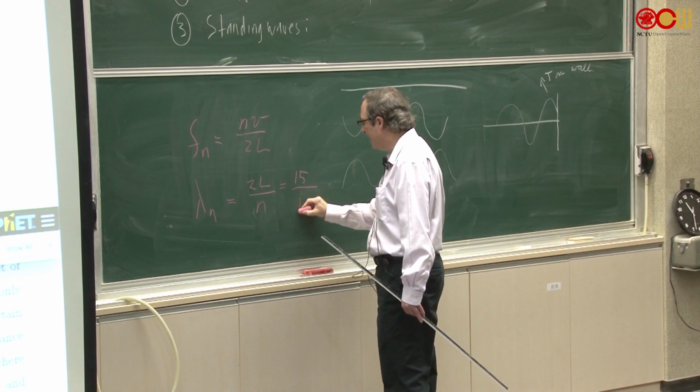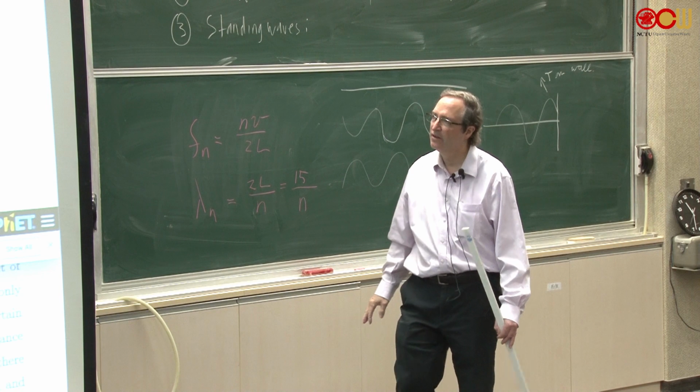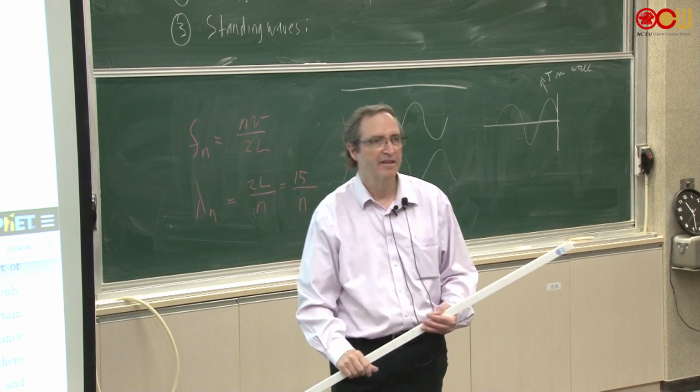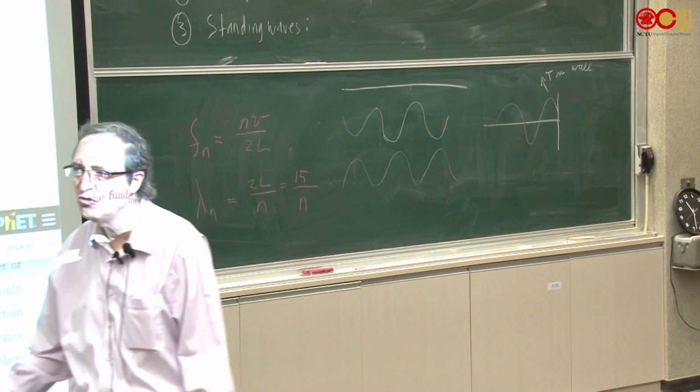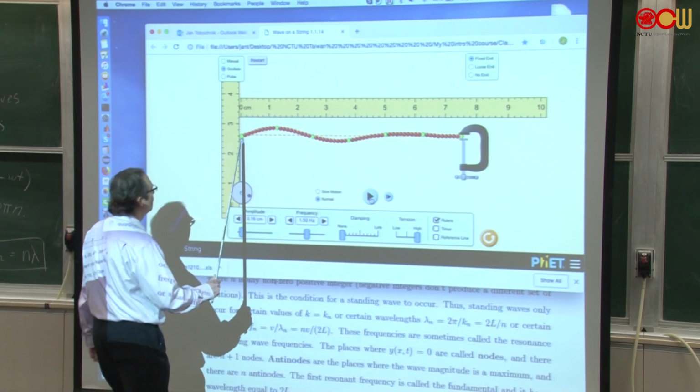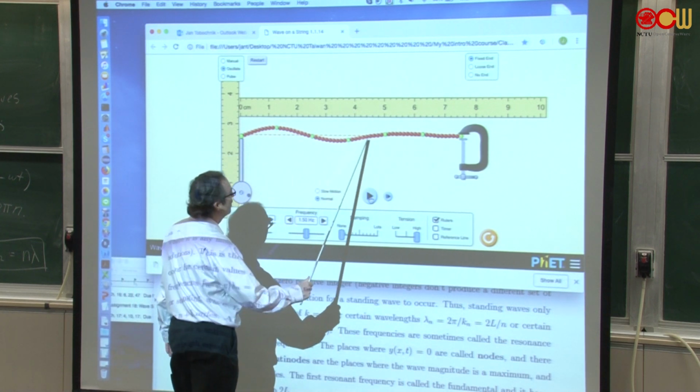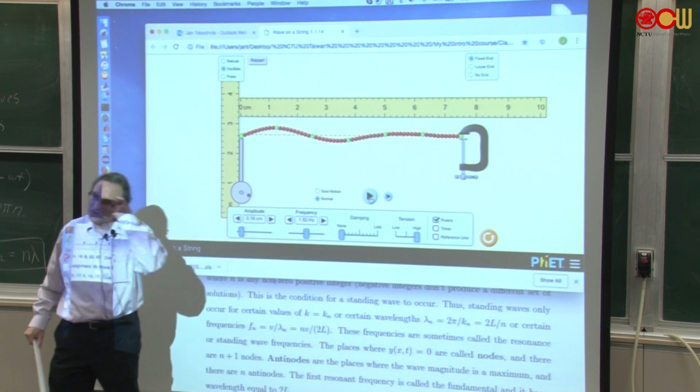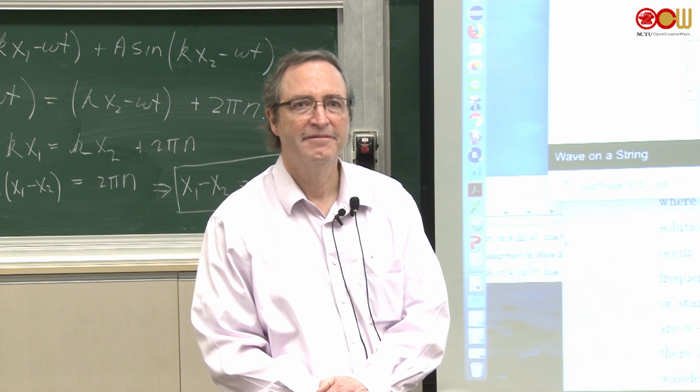So what would n have to be for this wave? What's the closest n it could be? Is it 1, 2, 3, 4, 5? What is it? The wavelength is roughly 5. So what is n? So what is it?